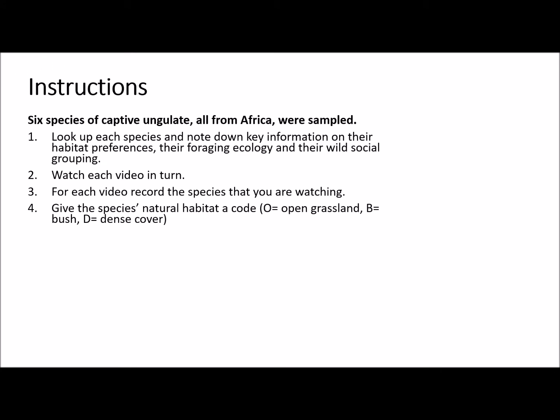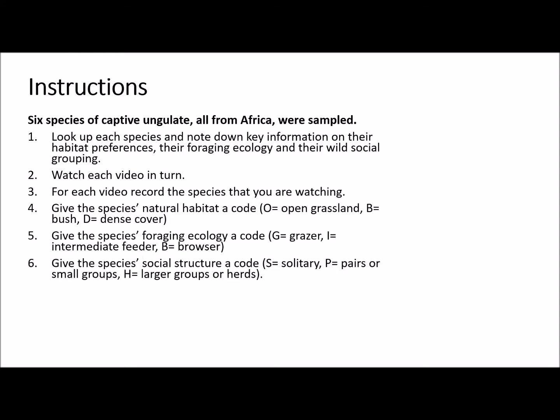O would mean open grassland, B would mean bush, i.e. the kind of thicket that we see within the grassland itself, sort of open woodland, and D would be dense cover, i.e. species that might occur in thicker woodland or forest. Give the species' foraging ecology a code as well, and this is very well studied. So G would be grazer, I would be intermediate feeder, and B would be browser. Grazers only eat grass, browsers only eat leaves from trees and shrubs, intermediate feeders do both.